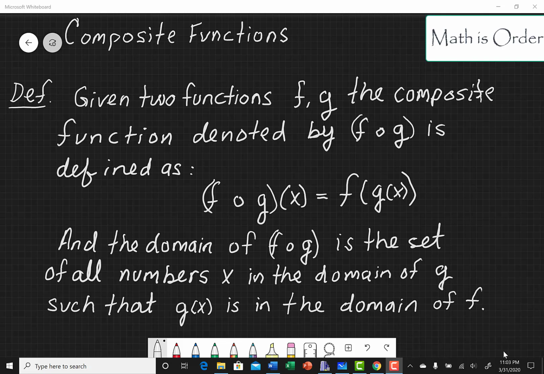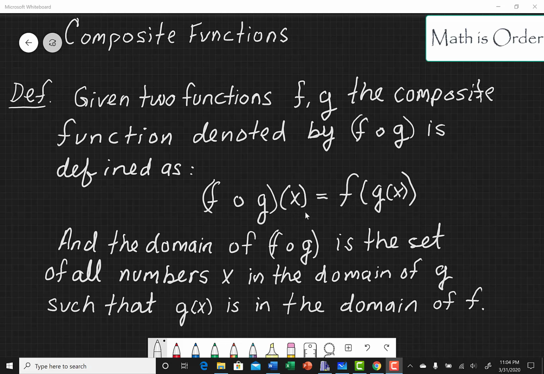In this video, we show how to find the composition of functions and how to find the domain of the composition of functions. All right? The composition of functions is defined in this statement here. If we're given two functions, say f and g, the composite function denoted by f composed with g is defined as f composed with g of x equal to f(g(x)).